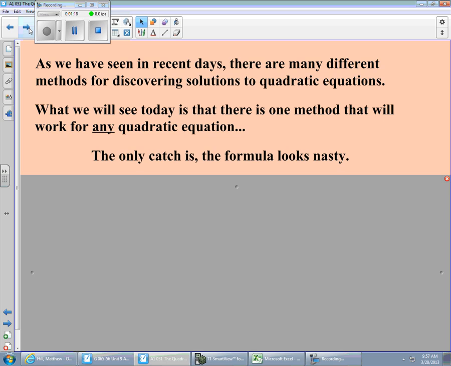So as we've seen in recent days, there's many different methods for discovering solutions to quadratic equations. What we're going to see today is that there is one method that will work for any quadratic equation. The only real catch or drawback to this particular method is the formula looks awful. Okay, you may have even seen it as you've been looking around your formula charts over the years.